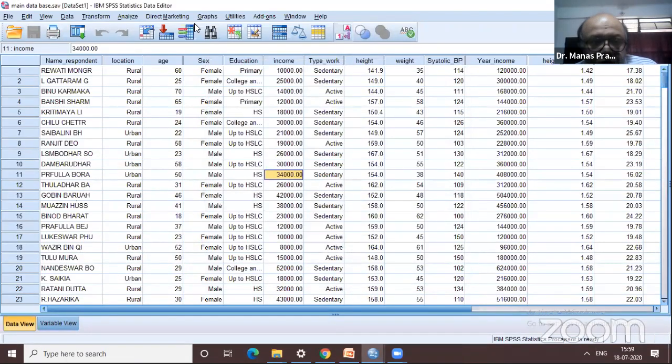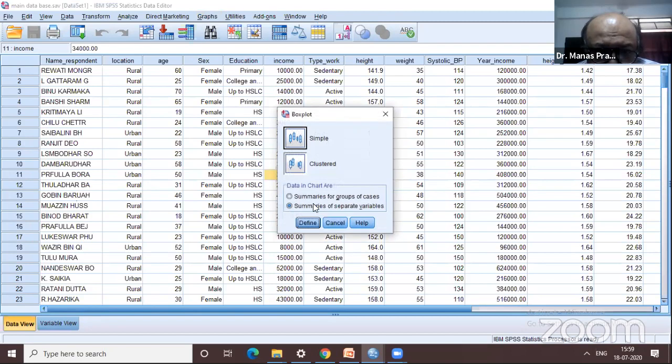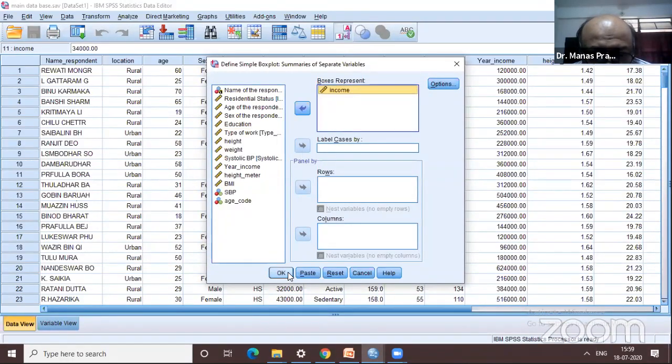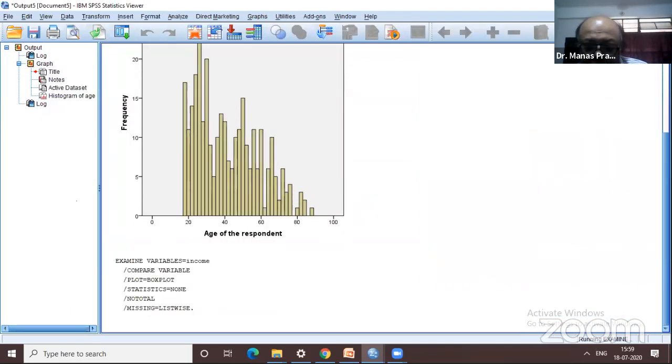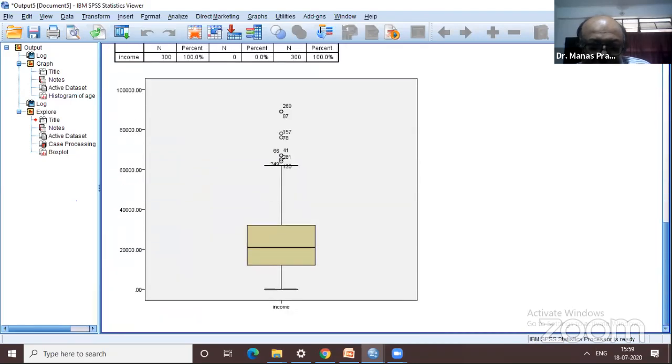Okay, it will be like this: graphs, legacy dialog, box plot. Then we have to select simple box plot. Then select summaries of separate variables, then define. Then in the box represents field, you have to put income. So what does the box represent? Income. Click OK. So this is the box plot.